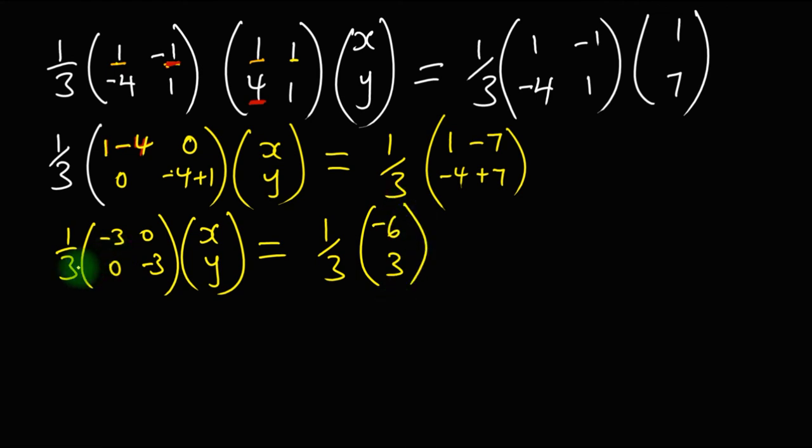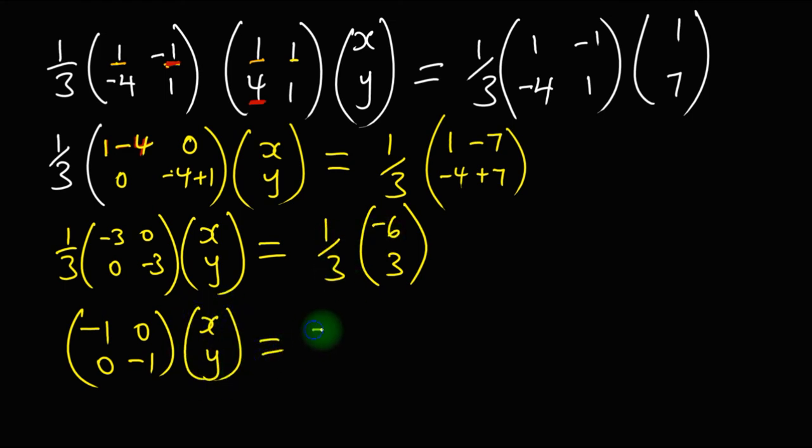Alright, so from here multiply through by the scalar, a third, multiplying each element in this matrix. So we have -1 0 0 -1 multiplied by xy, equal to a third times -6, that is -2, and a third times 3, that is 1. But remember this should be an identity matrix. So we factor out -1, and that's how it should be.